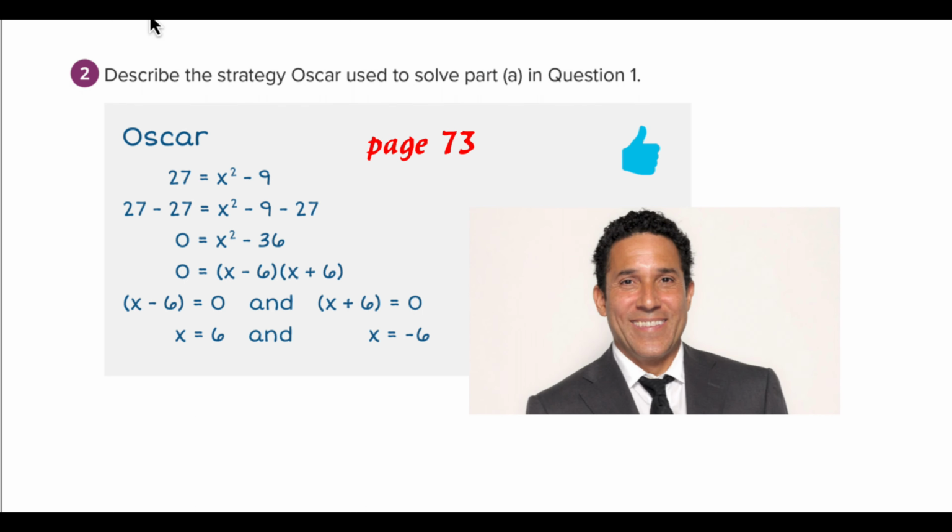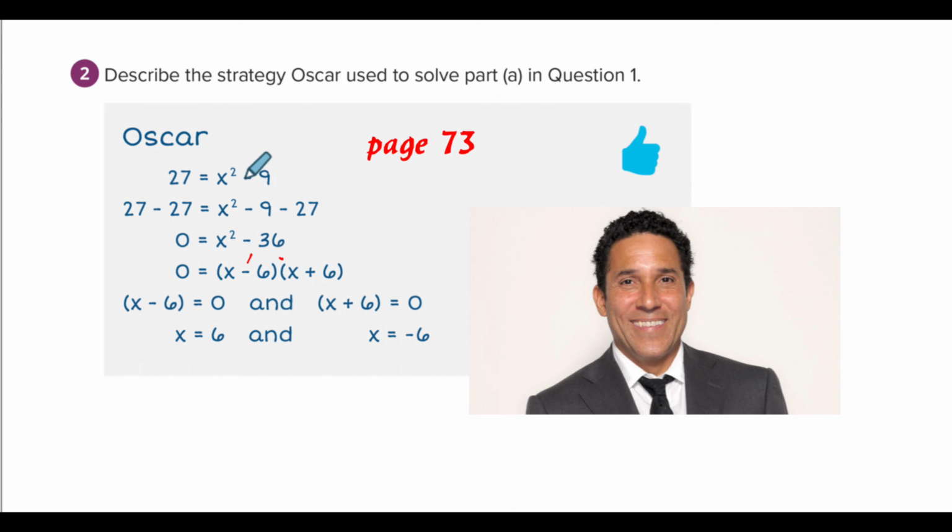Wow. Okay, so describe the strategy Oscar used to solve part A. This kind of takes us back to what we did the very first week. I can see what Oscar's trying to do here. What did he do? He subtracted 27 from each side, and he got x squared minus 36. And then Oscar is trying to factor this, and he did a great job because this does factor into this.